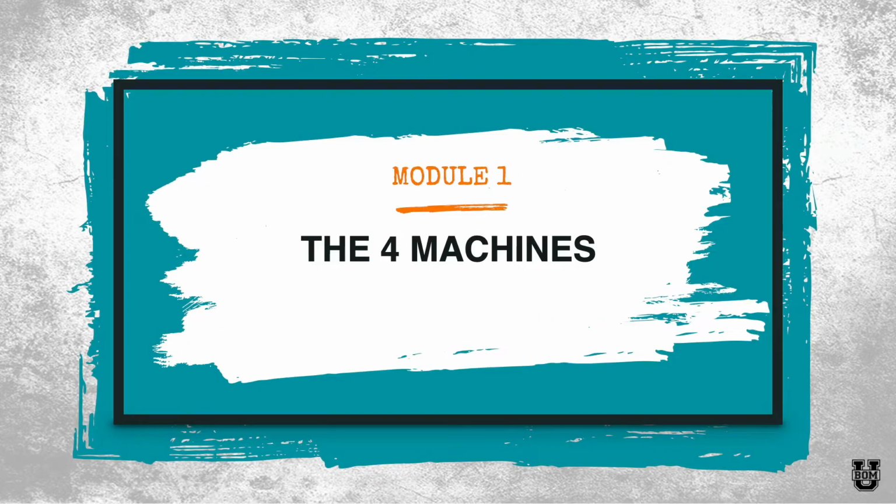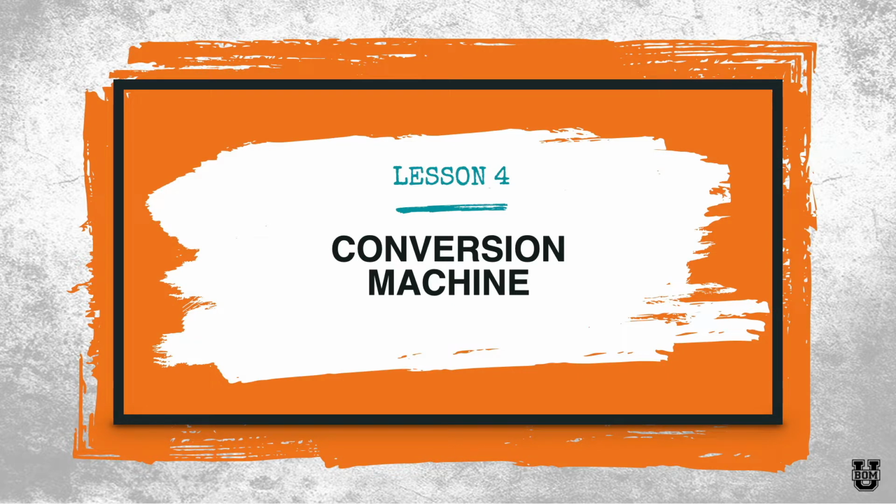We're still in Module 1 talking about the 4 machines. And here in Lesson 4, we're talking about your conversion machine. Now, a quick reminder, this is about how you turn the traffic that you get from your traffic machine, in other words, eyeballs, how do you turn them into leads and buyers? So that's what we're talking about here.